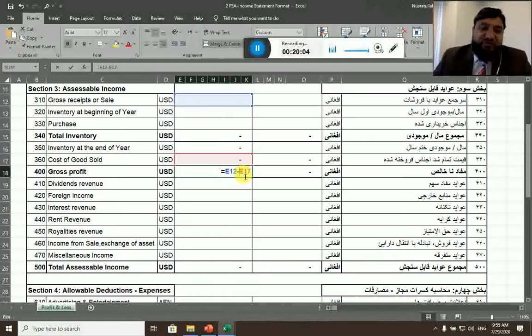After this, we have to find the gross profit. The gross profit is calculated by subtracting the cost of goods sold from the total sales, right? So that's how it is done.